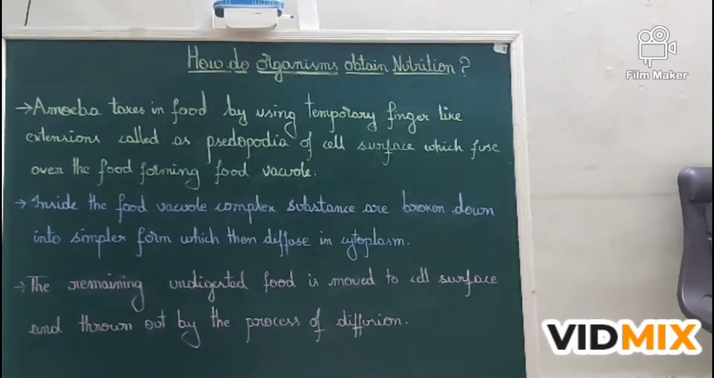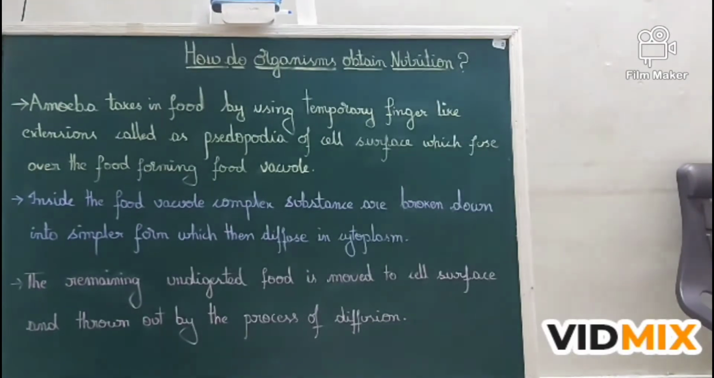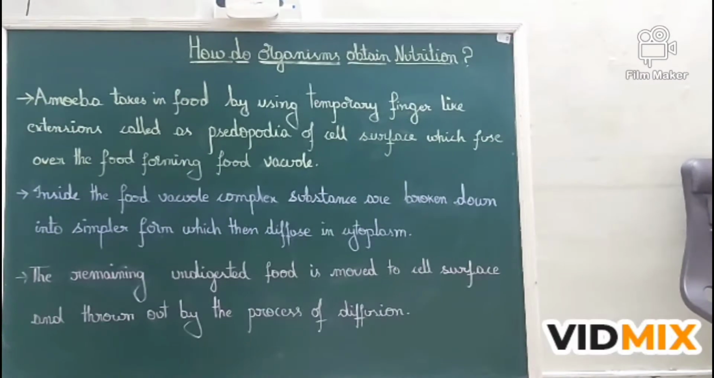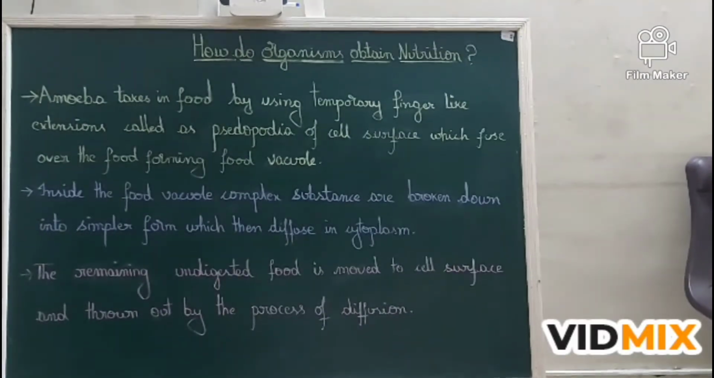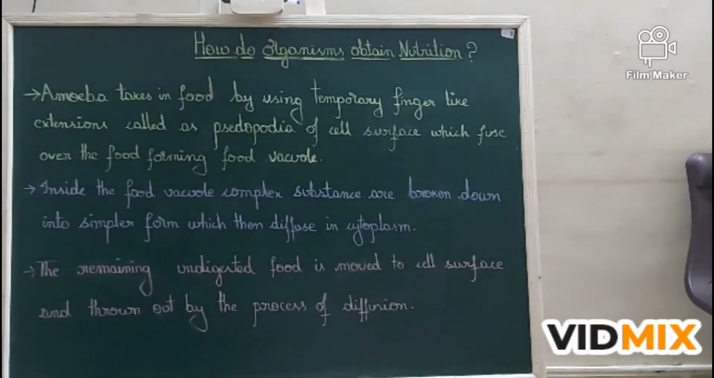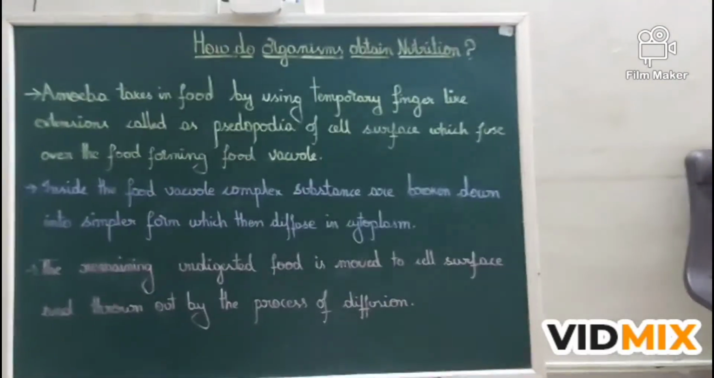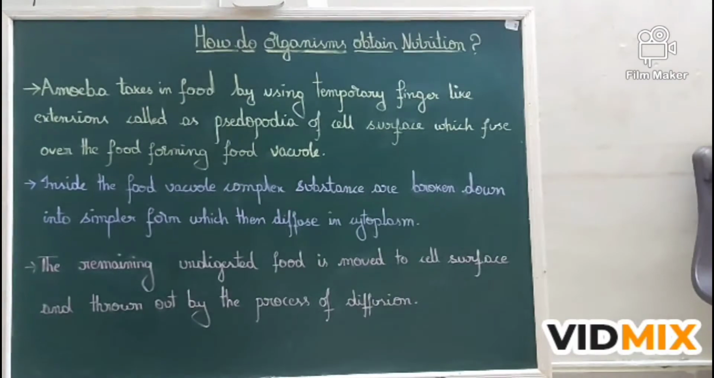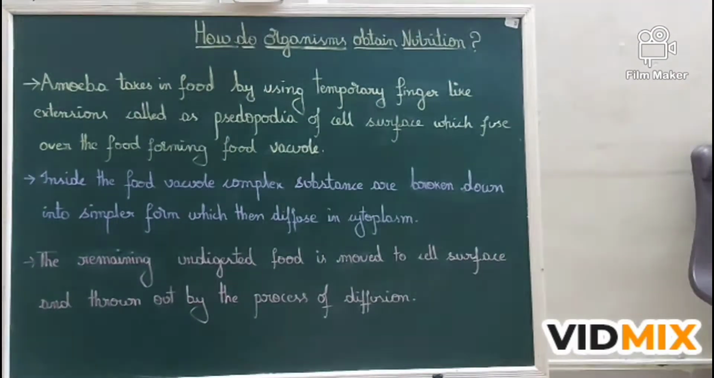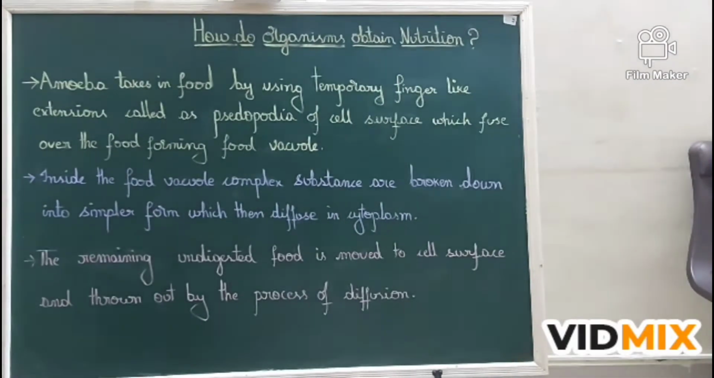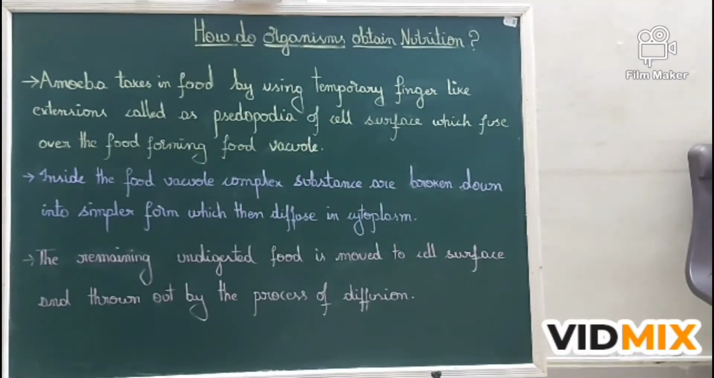How do organisms obtain nutrition? Amoeba takes in food by using temporary finger-like extensions called pseudopodia of the cell surface, which fuse over the food, forming a food vacuole. Inside the food vacuole, complex substances are broken down into simpler form, which then diffuse into the cytoplasm. The remaining undigested food is moved to the cell surface and thrown out by the process of diffusion.